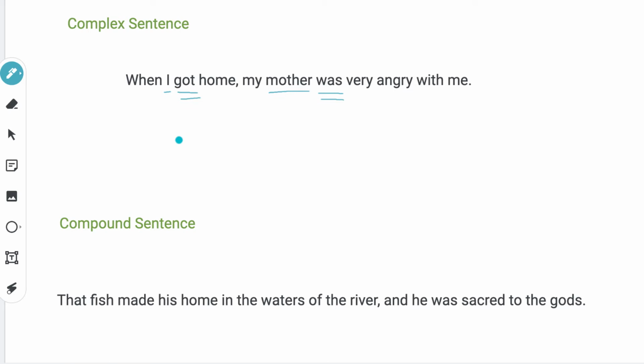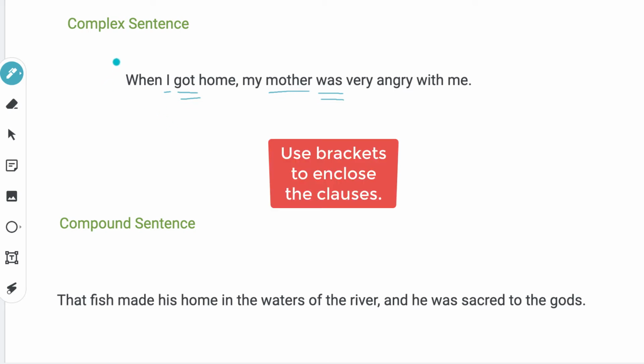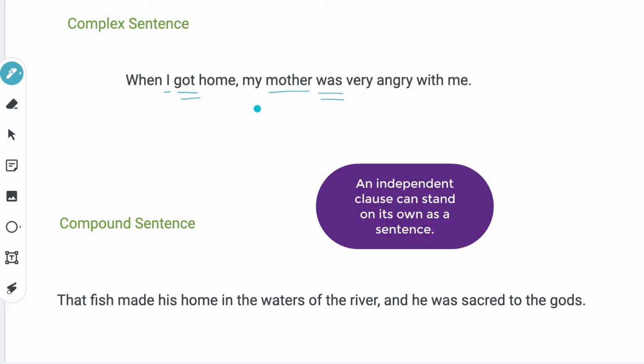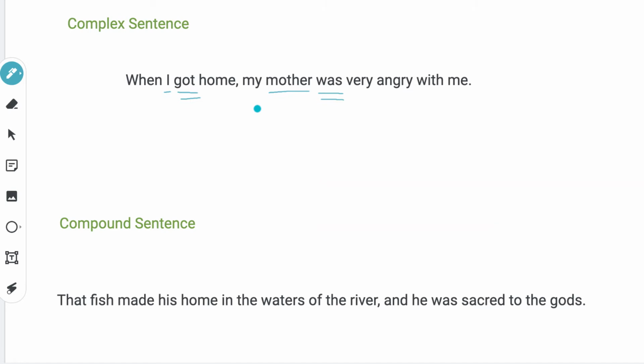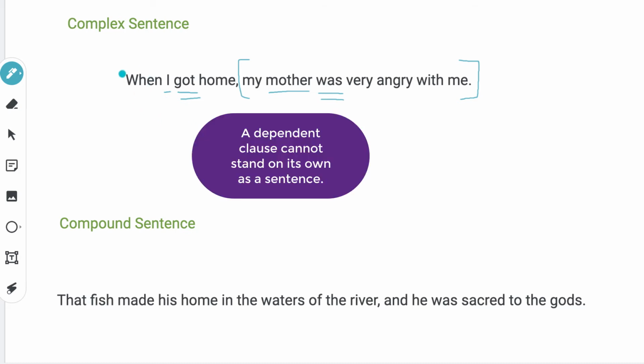So let's use brackets to indicate where those clauses are. We'll start with the clause that can stand on its own, which is called an independent clause. My mother was very angry with me. By itself, that sentence expresses a complete thought, so we'll put brackets around that clause. When I got home also has a subject and a verb. I got. But the word when makes that clause unable to stand on its own. It doesn't express a complete thought. It's a dependent clause. It depends on this independent clause in order to have a complete thought.